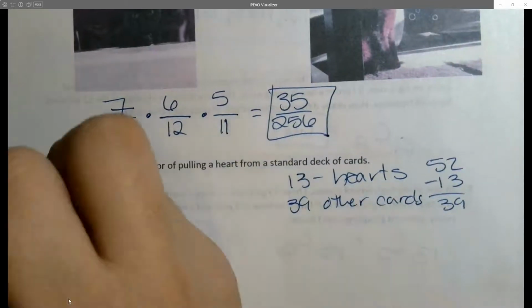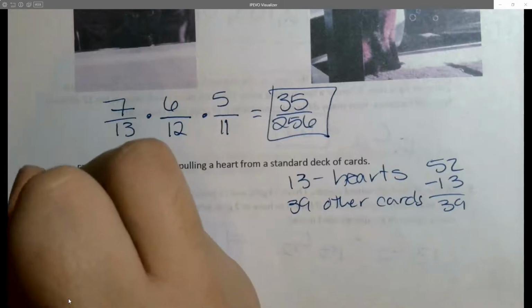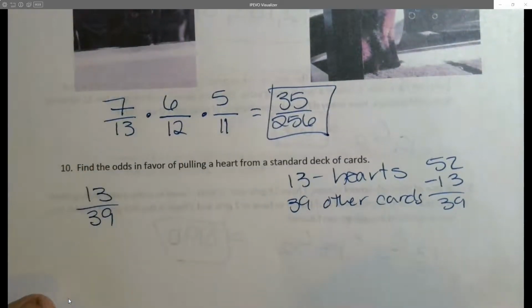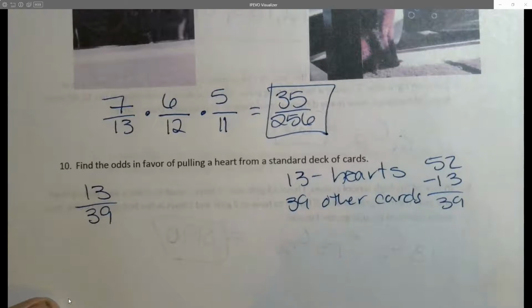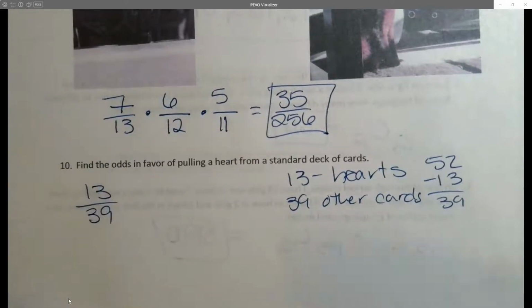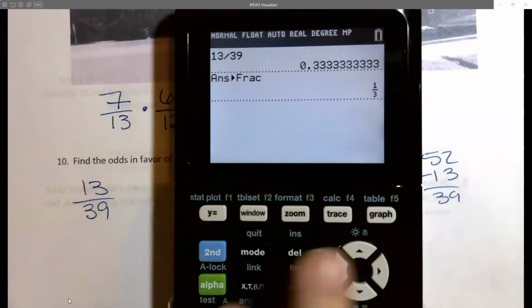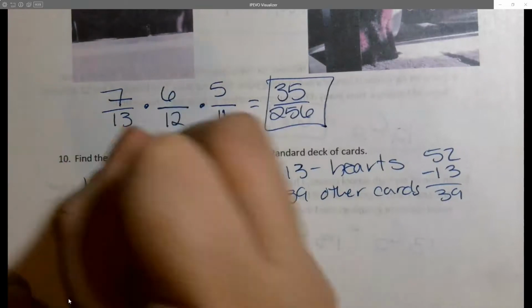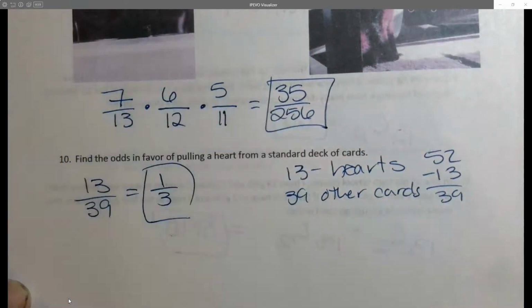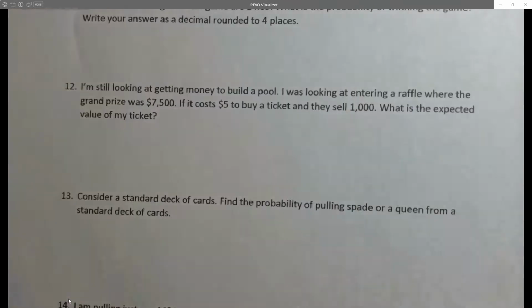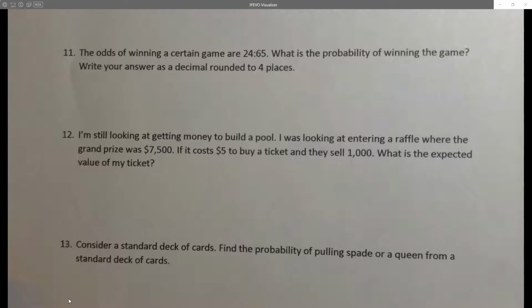For odds, I can write this as a fraction. I have 13 cards I want compared to 39 cards I don't want. Then I can simplify this on the calculator. So I would do 13 divided by 39, and then it gives me a decimal. I go back to math, fraction, which gives me 1/3. So this isn't saying I have a 1/3 chance. This is just saying for every 1 card that's a heart, there are 3 that are not. It's a comparison.